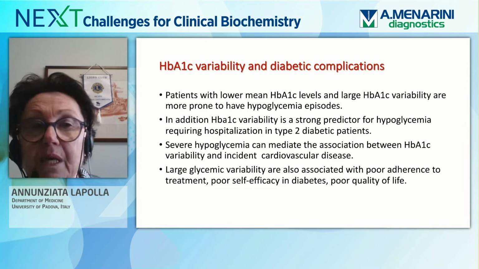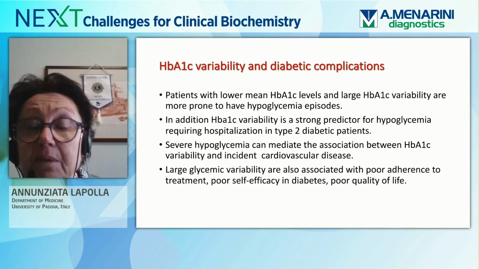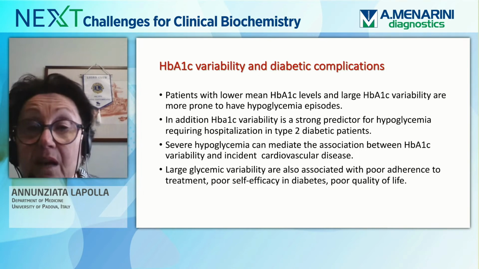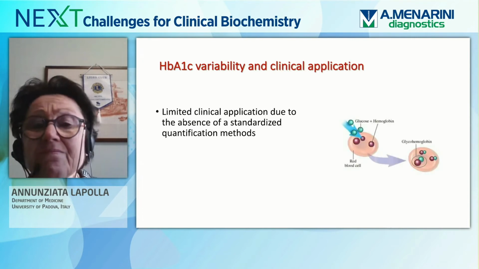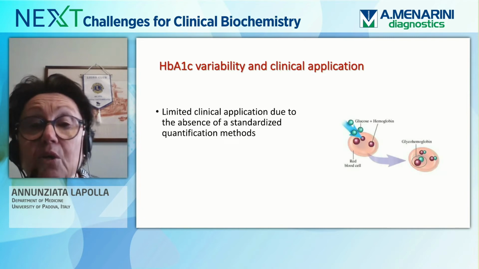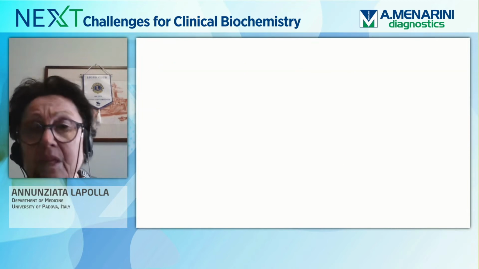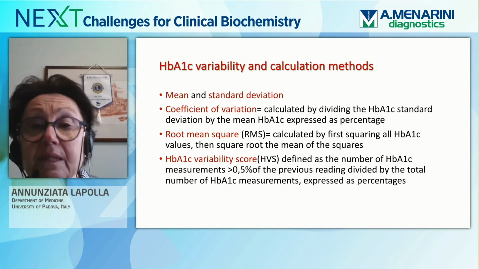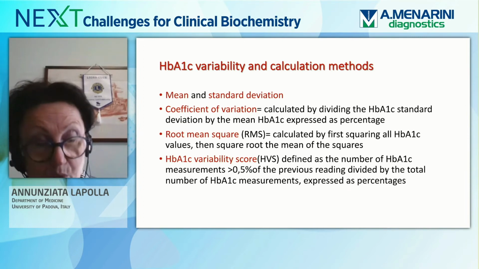But we also have to bear in mind that large glycemic variability is also associated with poor adherence to treatment, poor self-efficacy in diabetes, and poor quality of life. But the clinical application of HbA1c variability is limited because there is an absence of a standardized quantification method. As you can see, the calculation methods are many: mean, standard deviation, coefficient of variation, root mean square, and so on.